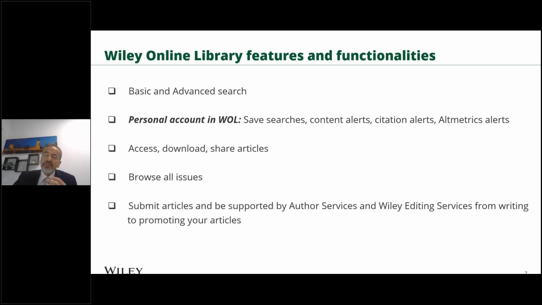But you can also maximize the current awareness systems in the platform by creating your personal account. And this will allow you to save searches and create alerts. We have a lot of different types of alerts. We're going to be seeing all of them, from the content alerts, the citation alerts, and then finally the altmetrics alerts. Then we're going to be showing you how to access, download, share articles, and browse issues, including the back file.